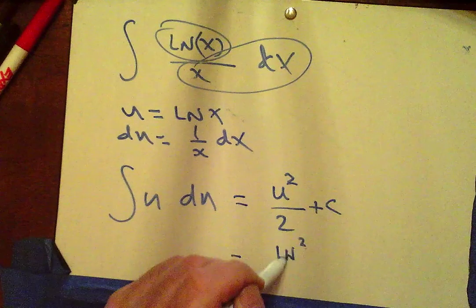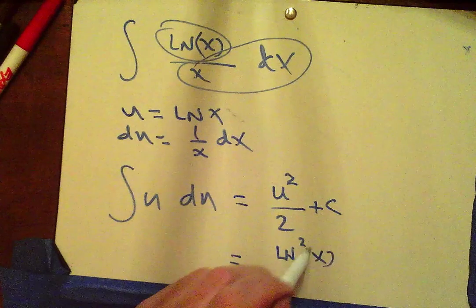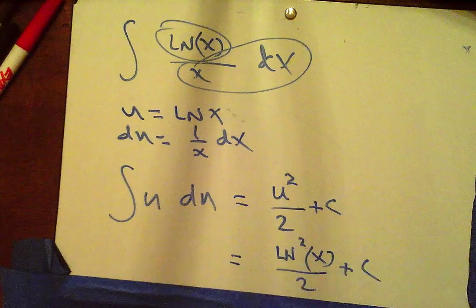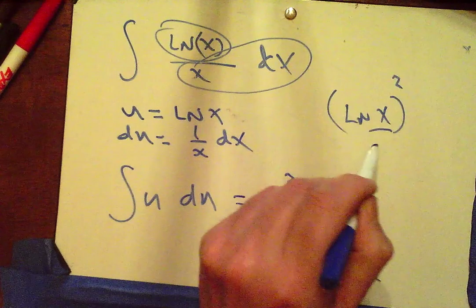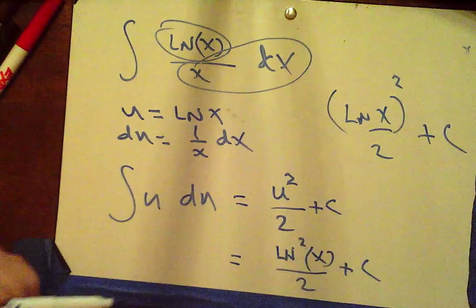So we can write that as ln squared over 2 plus c, or you could write it as ln of x squared over 2 plus c. All right?